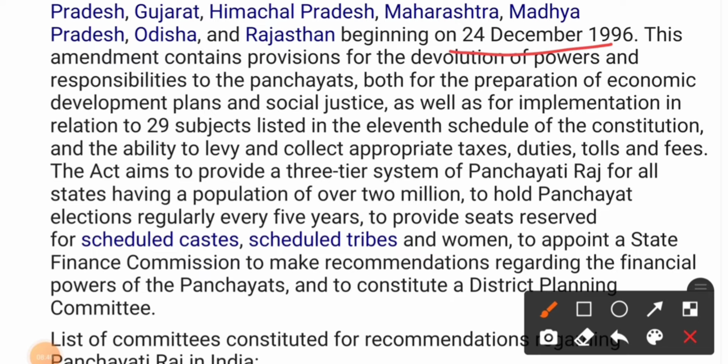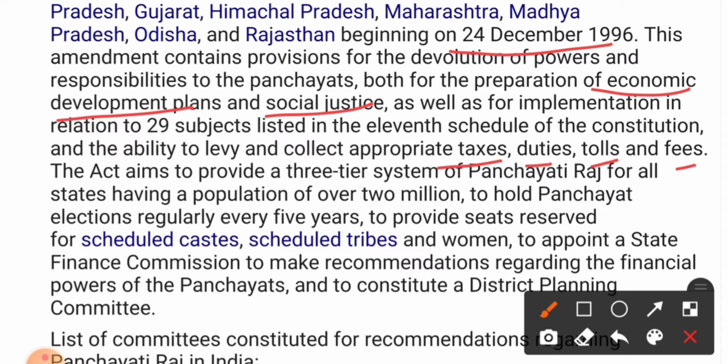This amendment contains provisions for the devolution of powers and responsibilities to the panchayats, both for the preparation of economic development plans and for social justice. This was the kind of function the panchayats were performing, as well as the implementation in relation to 29 subjects listed in the 11th Schedule of the Constitution and the ability to levy and collect appropriate taxes. It was the duty of panchayats to collect the taxes, duties, tolls, and fees.